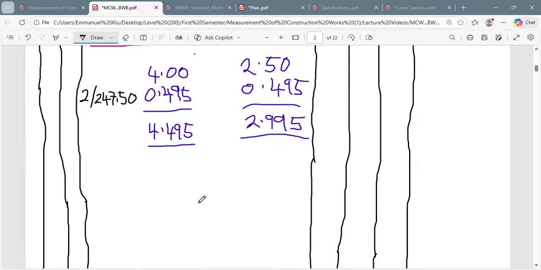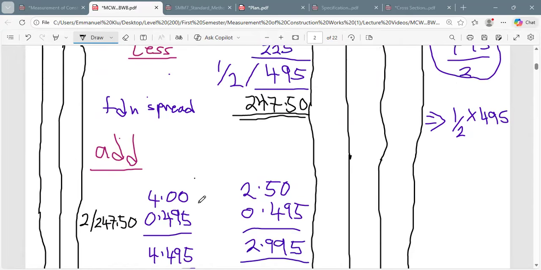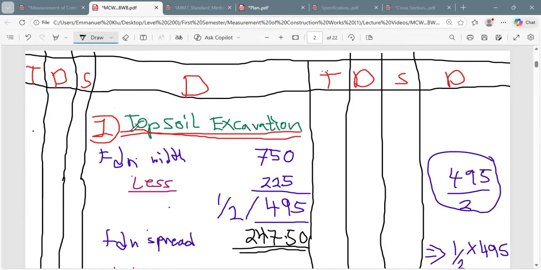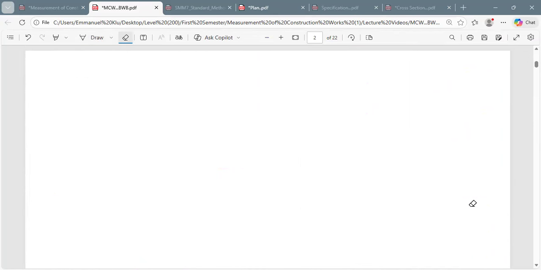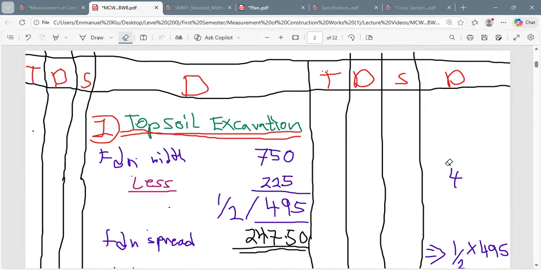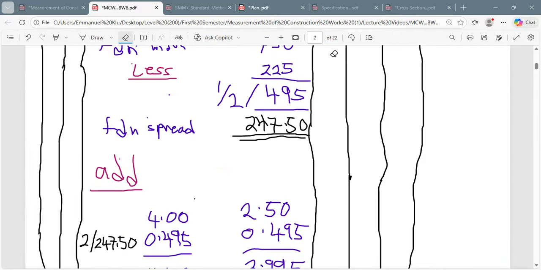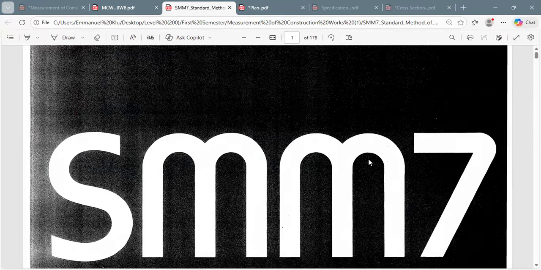From here, we have to go and do our description. Let me clean this to avoid confusing others. So let's move to our SMM7, and this is our SMM7.